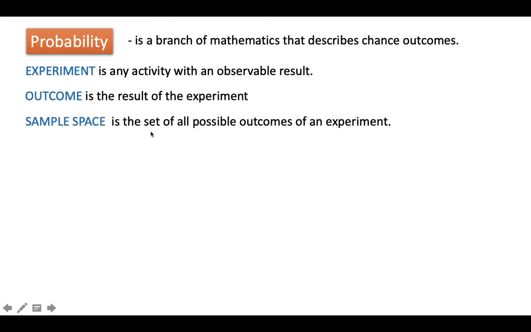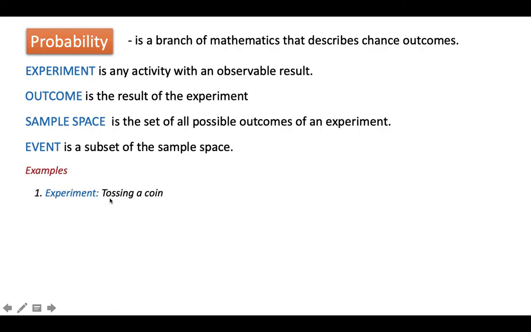And the set of all possible outcomes of an experiment is what we call the sample space. And the subset of this sample space is what we call the event. So it is just a part of the sample space. For example, let's say we have an experiment here, tossing a coin. How are we going to write its sample space? It is written in this way. S is equal to {H, T}, where H and T here represent the heads and tails respectively. Because we know for a fact that a coin has only two sides, a heads and a tails.